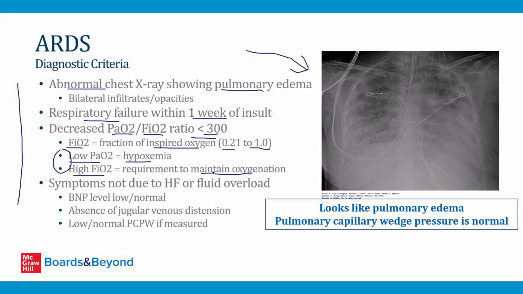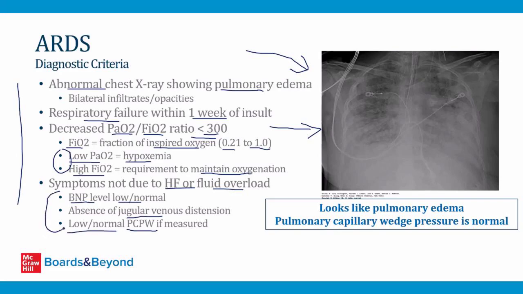And then lastly, the symptoms can't be from heart failure or fluid overload. So remember what I said, this x-ray right here could also occur in a patient with heart failure. If you're going to call this chest x-ray ARDS, then there can't be other evidence of heart failure for the patient. So for example, the BNP level should be low or normal. There shouldn't be jugular venous distension. If you measure the pulmonary capillary wedge pressure, it should be low or normal.